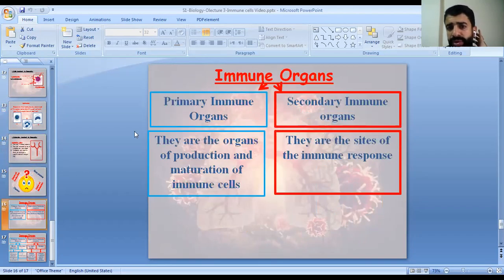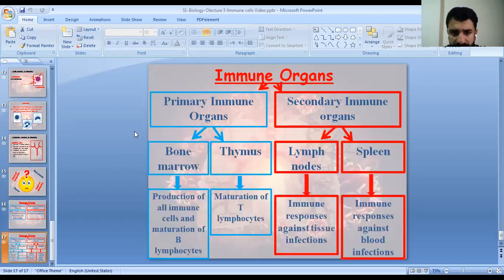So let's talk about the immune organs. We have primary immune organs and secondary immune organs. Primary immune organs are the organs of the production and the maturation of the immune cells, while the secondary immune organs are the sites of immune response. Primary immune organs are the bone marrow and the thymus.